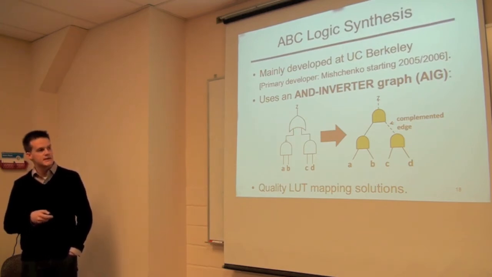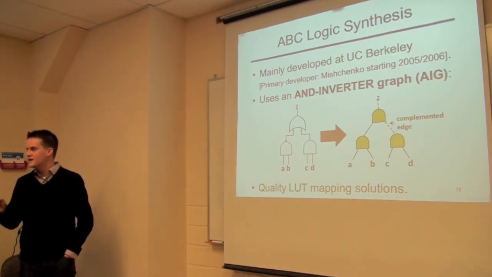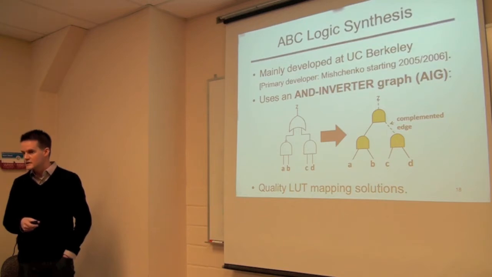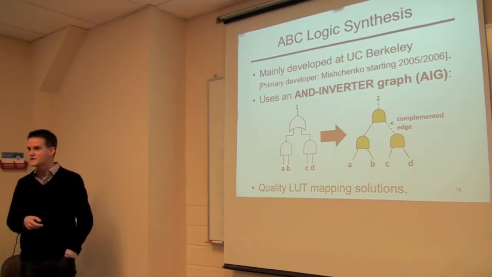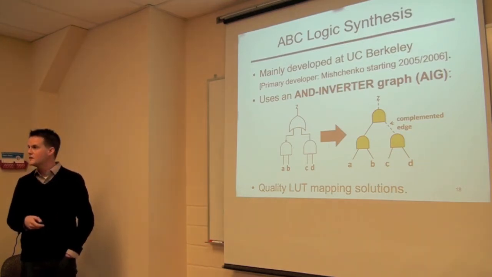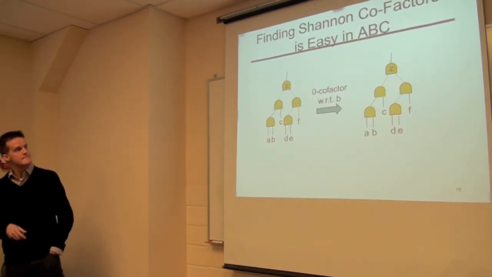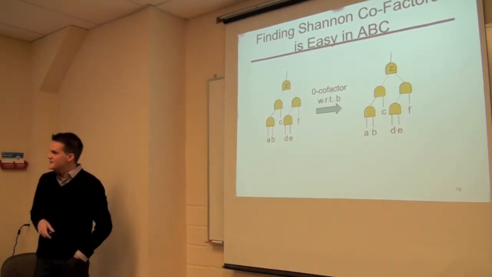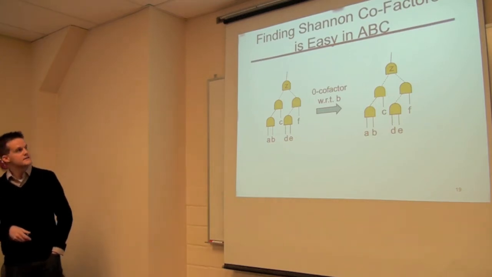Now, despite this simple data structure, in logic synthesis today, all the highest quality LUT mapping results and even logic synthesis results are actually coming out of ABC, despite the simplicity of this data structure. So you actually get very good mapping solutions when your input netlist is represented by the simple AND inverter graph. So I said it's easy to find these Shannon cofactors with ABC.